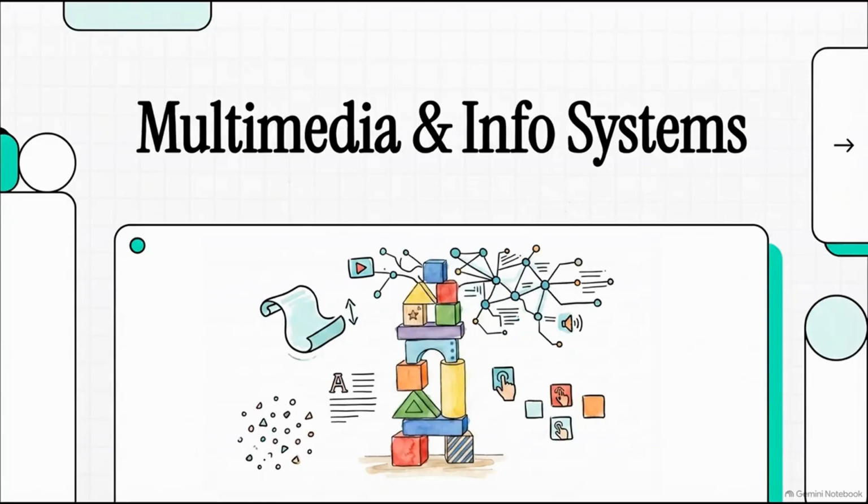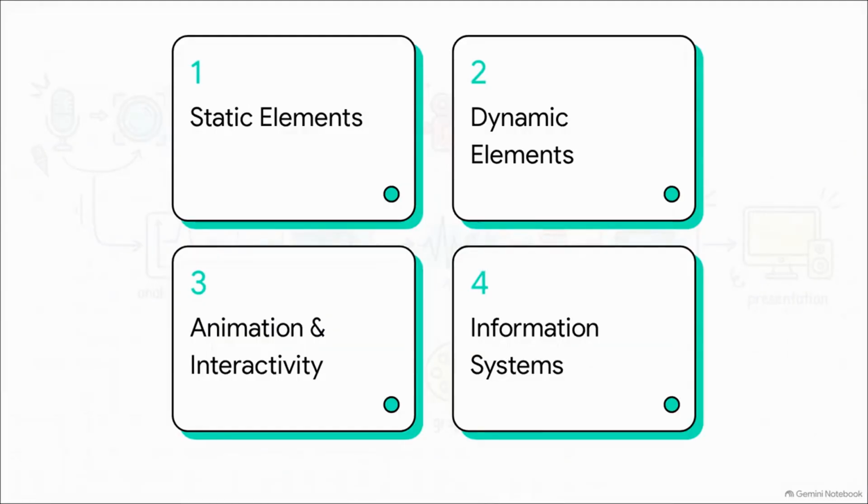We'll start with the most foundational stuff, basic text, and work our way all the way up to the invisible, complex information systems that quietly run the whole show behind the scenes. So here's our roadmap. We're looking at static elements like text and images, dynamic elements like audio and video, animation and interactivity, and finally, understanding information systems. Let's get right into it.